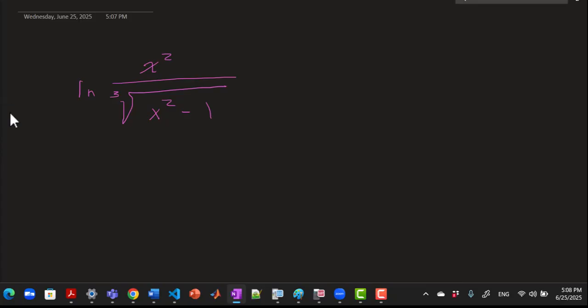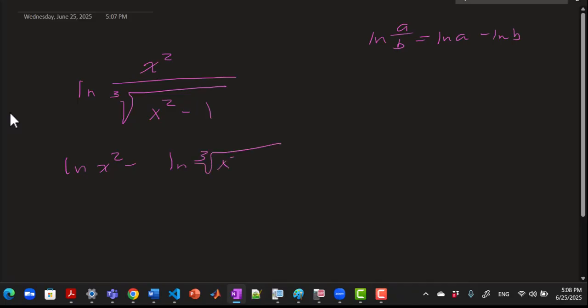Okay, so the first thing I know is I use the law that says the natural log of a over b equals the natural log of a minus the natural log of b. So I'll get the natural log of x squared minus the natural log of the cubed root of x squared minus 1. Now I can use natural log of a to the b equals b natural log a to bring this 2 out in front.